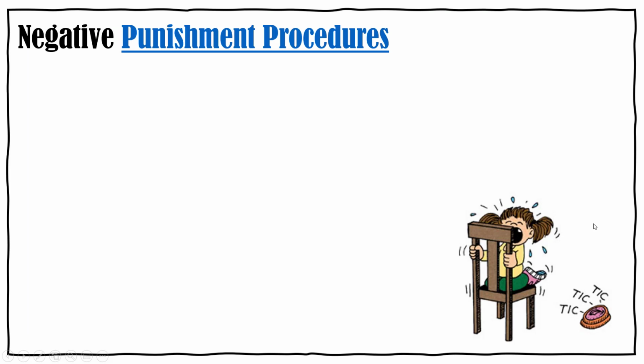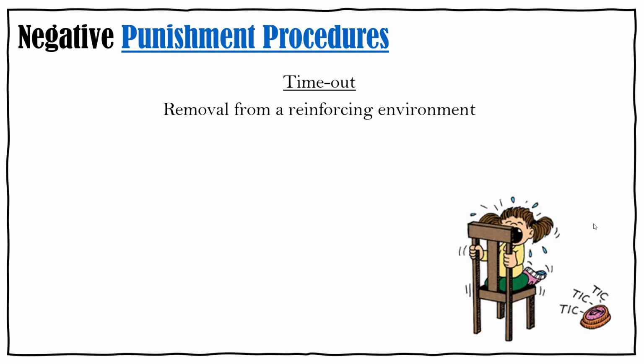So let's get into some punishment procedures. I'm first going to talk about negative punishment procedures. Remember, with negative punishment, something pleasant is in effect. The kid engages in a behavior and that pleasant stimulus gets removed, and therefore the future probability of the behavior is going to decrease. One negative punishment procedure is what we call timeout.